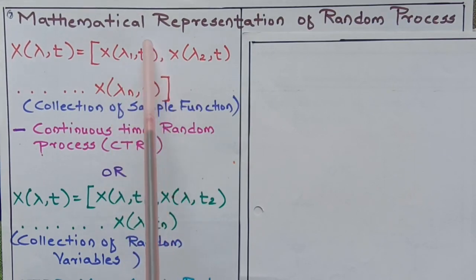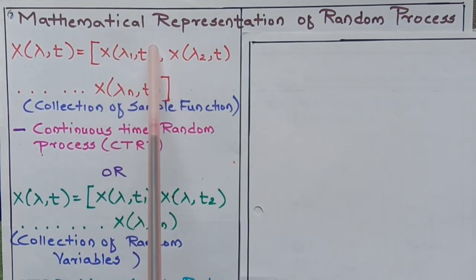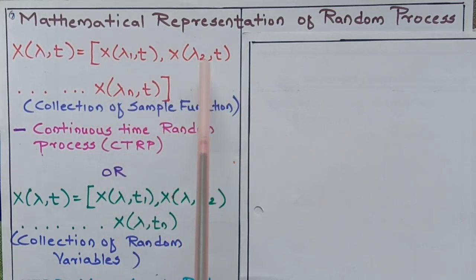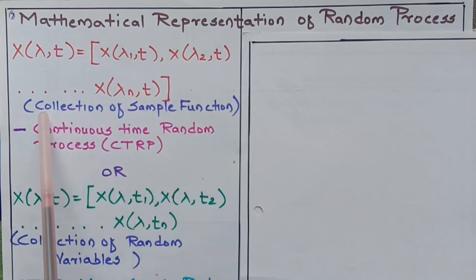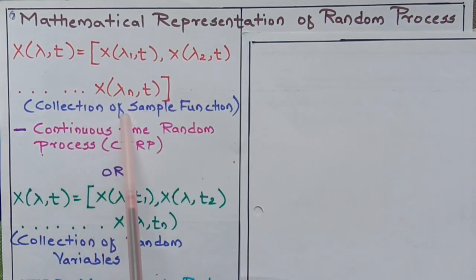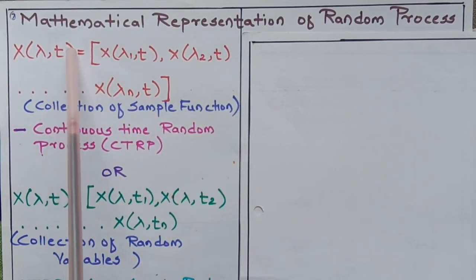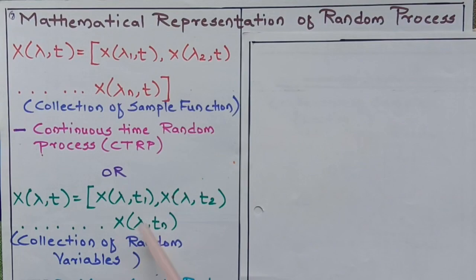So this is nothing but your sample function, what we have seen in the waveform. Each one represents a sample function. So a random process is nothing but a collection of sample functions. Since here t, the time, is continuous, this random process is also called a continuous time random process, because we are mapping sample points onto a continuous time varying function.